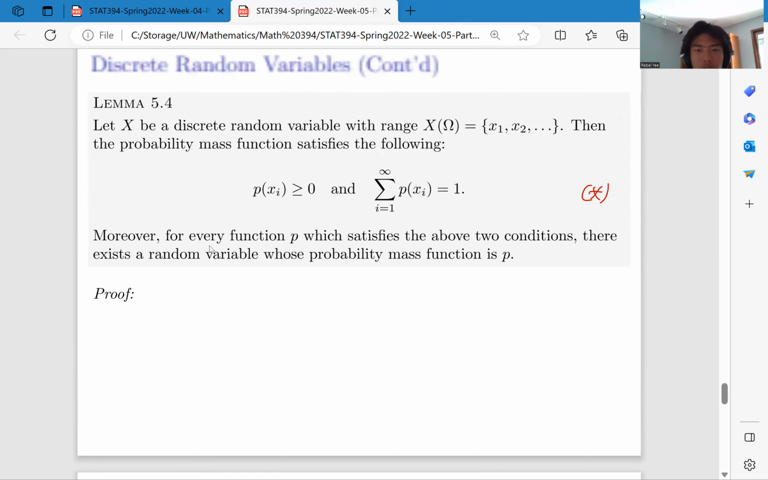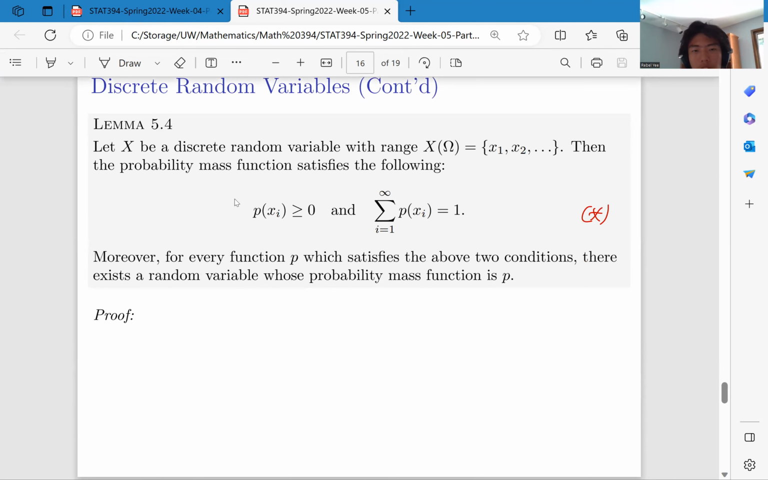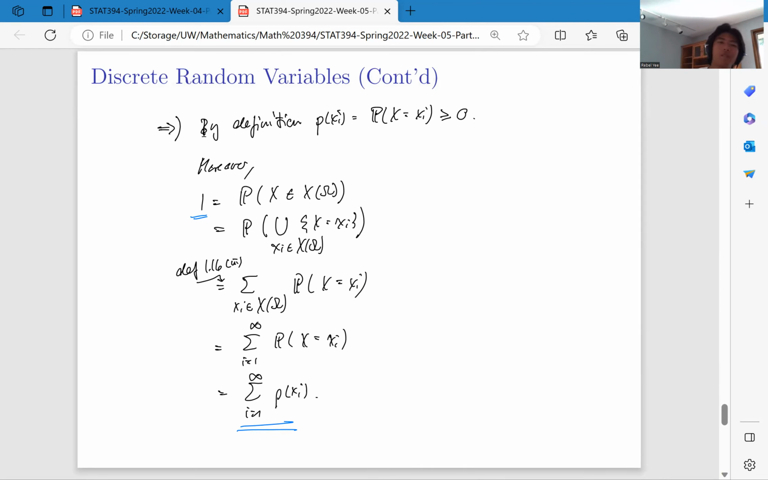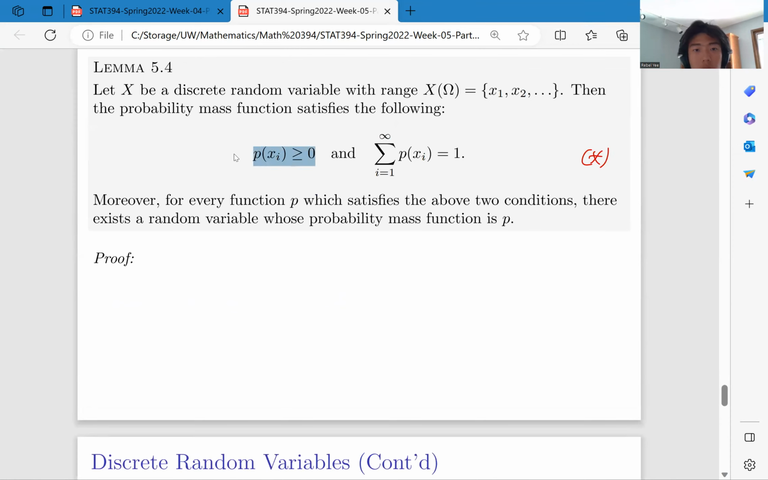And there's some proving for why this works. First, let's prove the forward direction. I believe that if you go through each of the small proofs, you will definitely understand the structure. First, by the definition, P(xi) equals P(X equals xi). This is greater than or equal to 0 because P(xi) is a probability, and probability is greater or equal to 0. So this explains why this is true.